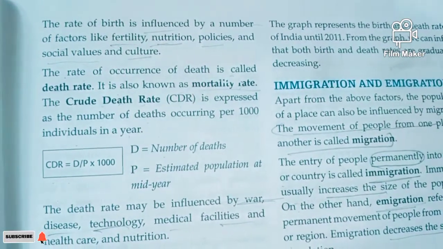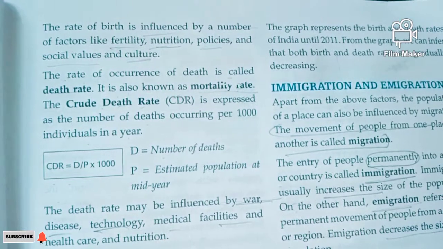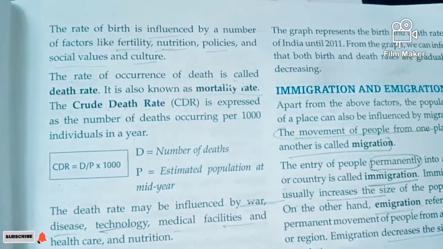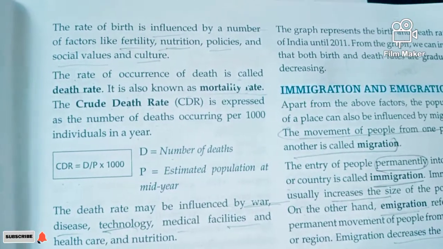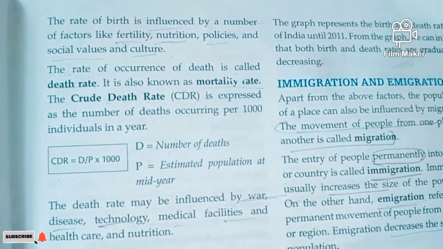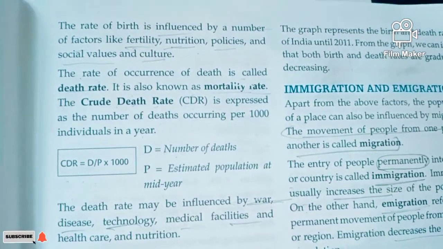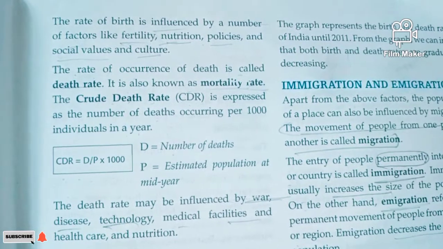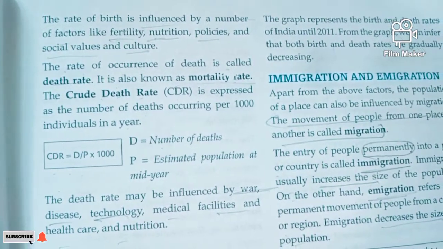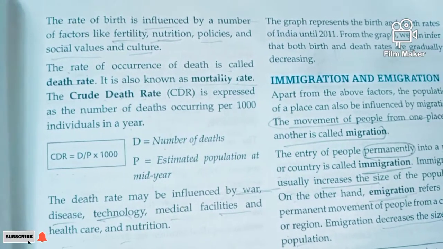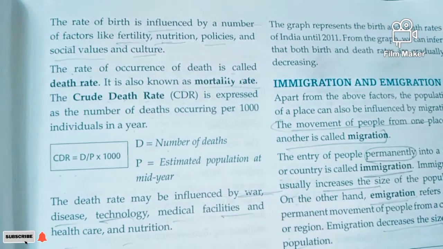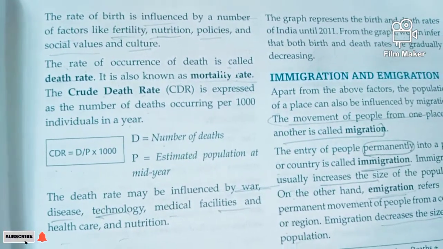Social values and culture. In social values, people, according to their standard of life, think about whether they should have more children or not. And in culture, there are some cultures where it is expected that people should have more children, and somewhere it is less. So these are the factors affecting the birth rate.